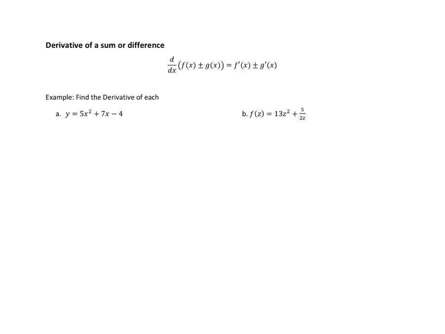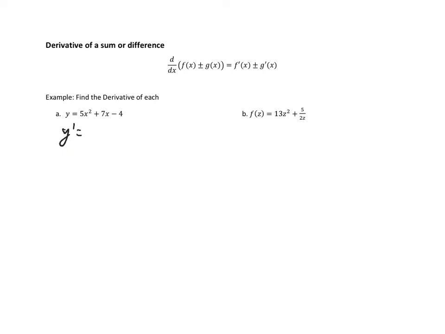The next rule that we want to add is if we have multiple terms throughout some sort of function, then we just simply take the derivative of each term. So f of x plus or minus g of x, if we want to find the derivative of that, it's f prime of x plus g prime of x, or if there's a minus, we subtract the two. So like for this example, for part A, we want to do the derivative of each term.